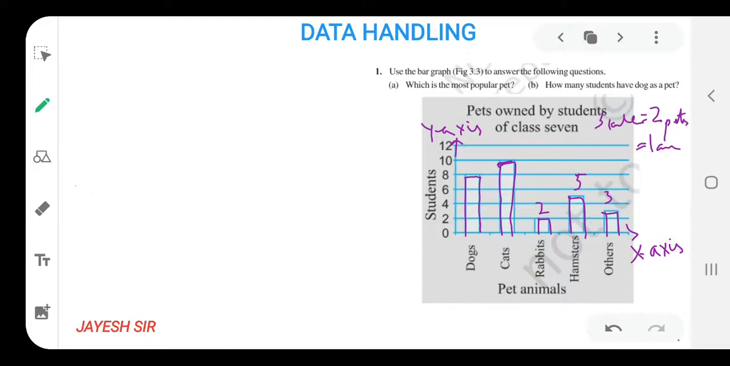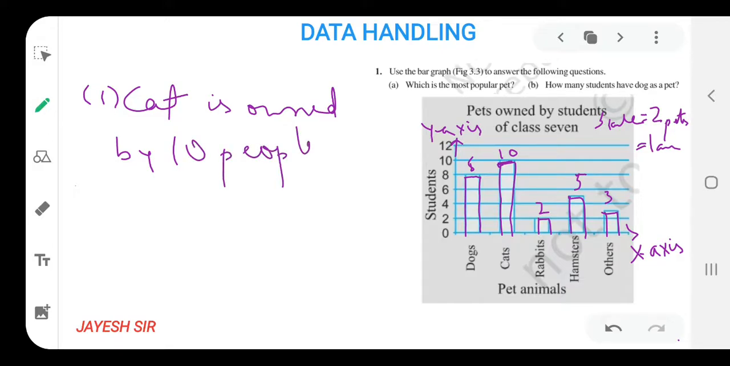How many pets are there, girls? Sorry, cats. How many cats are there over here? We can see, so 10 cats are over here. And how many dogs are here? 8 dogs are there. So I hope you all might be getting it till this step. Now, which is the most popular pet? So cat, with 10, is the most popular pet, because 10 people have a cat as a pet. So cat is owned by 10 people. So it is the most popular pet. I hope you all might be getting it.